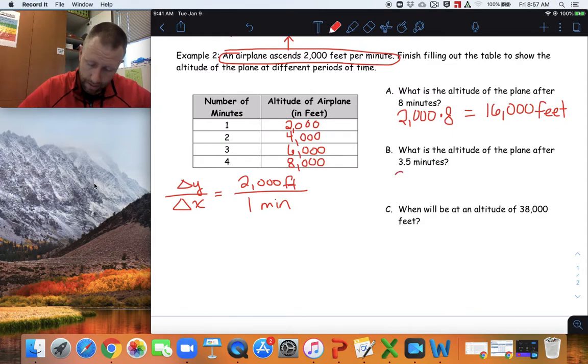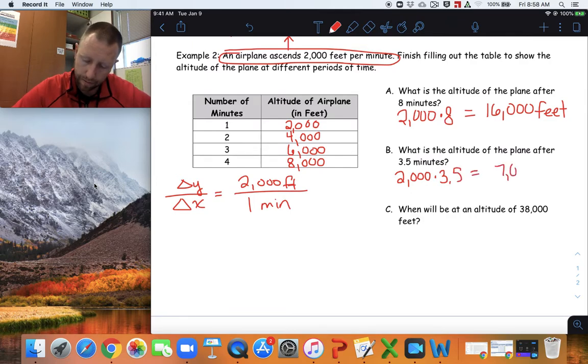Okay, what is the altitude of the plane after 3.5 minutes? So again, since I wrote out the slope, I'm just going to multiply the slope by the number of minutes they're giving us. So 2,000 times 3.5. And that's going to equal 7,000 feet.